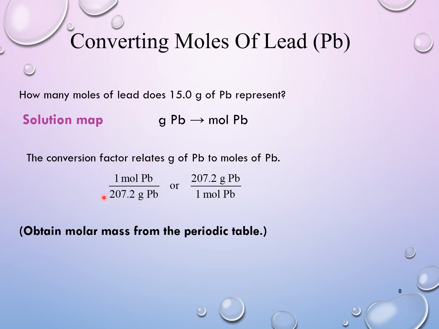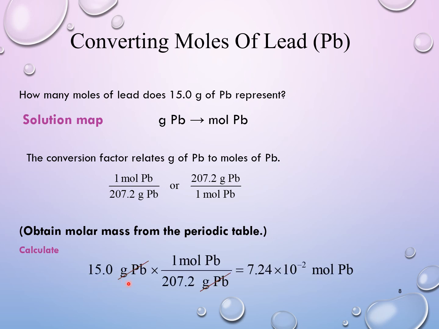So I would pick the first conversion factor to use. So let's show you that 15 grams of lead, 1 mole of lead, and then 207.2 grams of lead on the bottom. So we cross that off. So you take 15 grams times 1 mole divided by 207.2 grams. That will give us the answer in moles of lead over here. And our answer is 7.24 times 10 to the minus 2. We're keeping 3 sig figs here because there's 3 and there's 4, so we keep 3 sig figs.